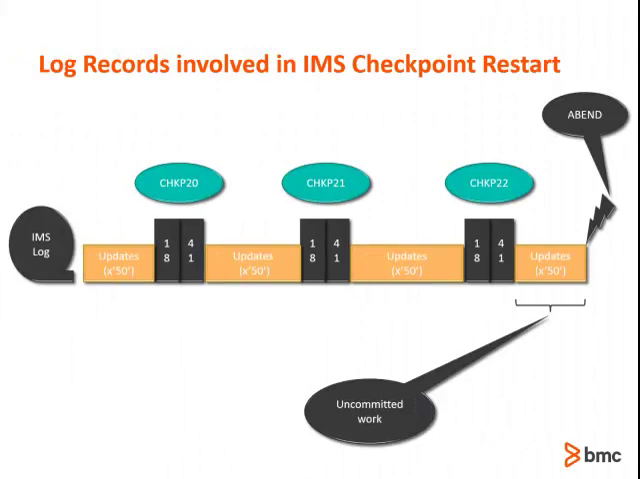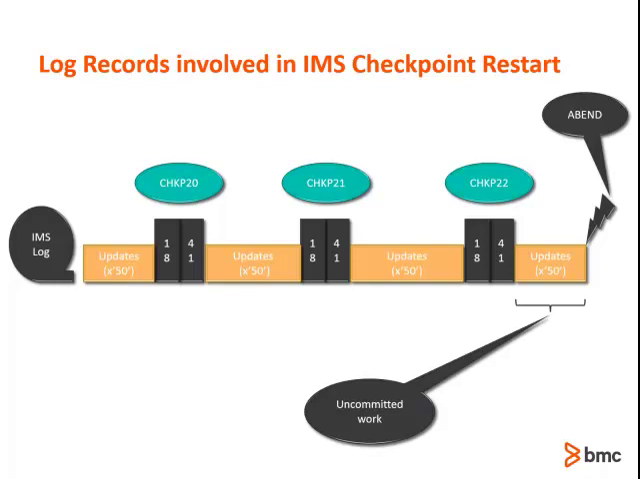IMS logs three types of records that are important to checkpoint restart. The hex 50 records, which contain the before and after images of each update. The hex 18 records, which are the records used for the restart. The hex 41 records, which are the records that mark the completion of each checkpoint.